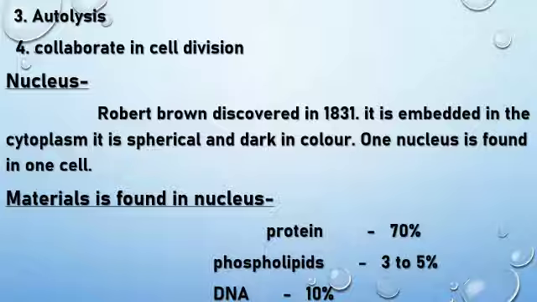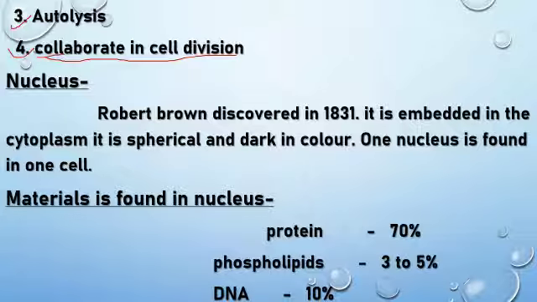Next is autolysis. Its next function is autolysis, and the next one is collaboration in cell division. When cell divisions like mitosis and meiosis take place in the cells, it collaborates, or we can say that it helps in cell division.